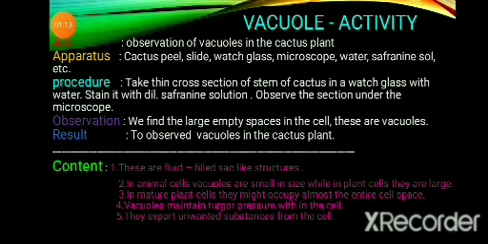Structure of vacuole. These are fluid-filled sac-like structures. In animal cells, vacuoles are small in size, while in plant cells they are large. In mature plant cells, they might occupy almost the entire cell space. Vacuoles maintain turgor pressure within the cell. They expel unwanted substances from the cell.